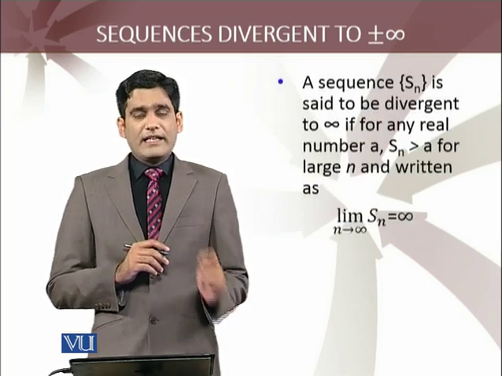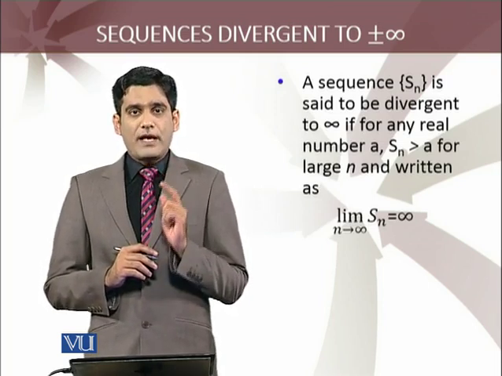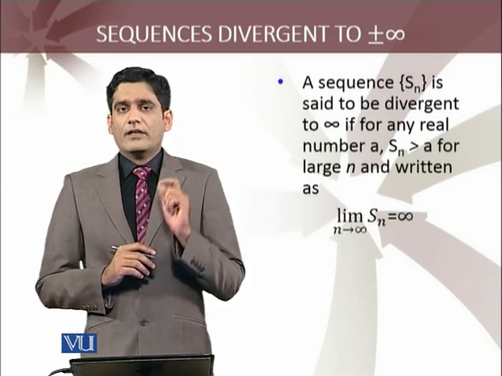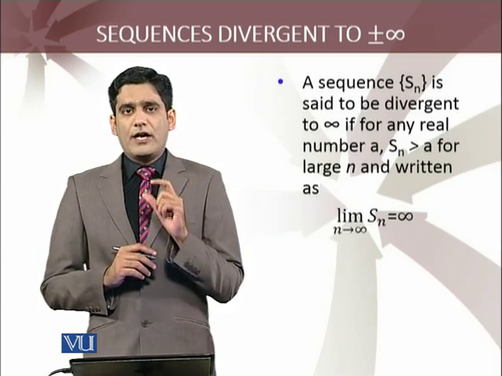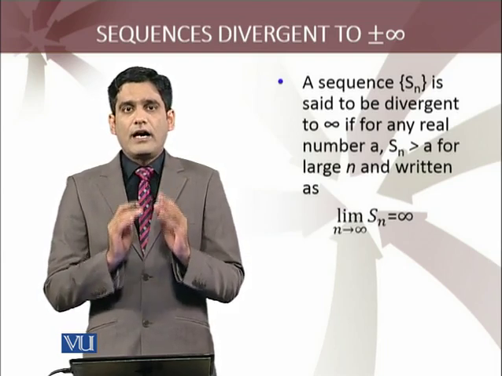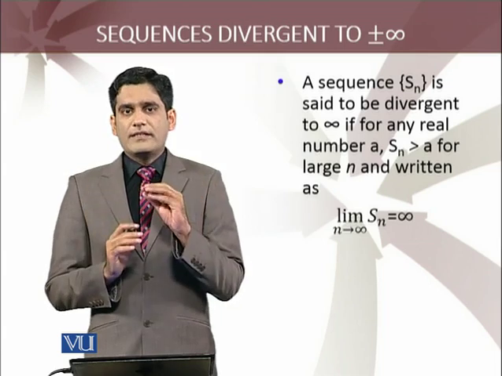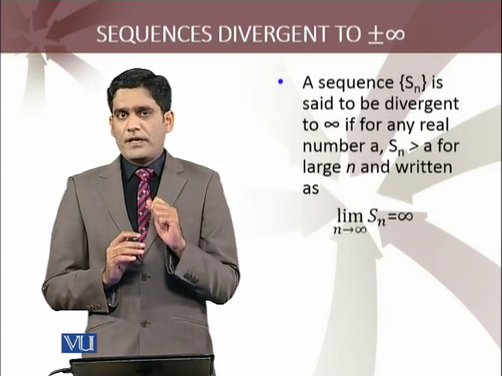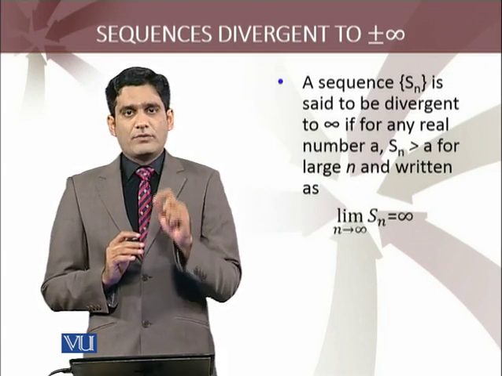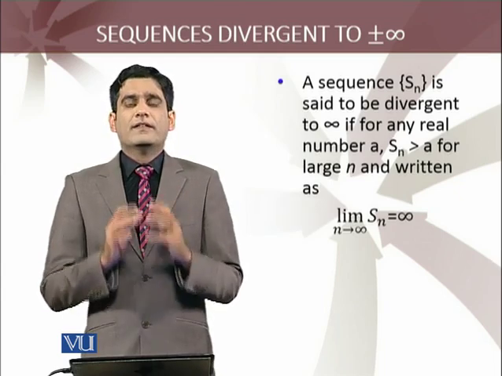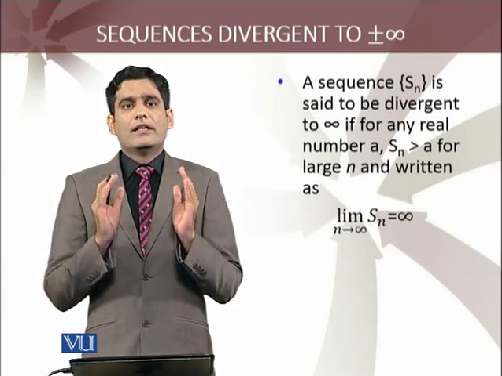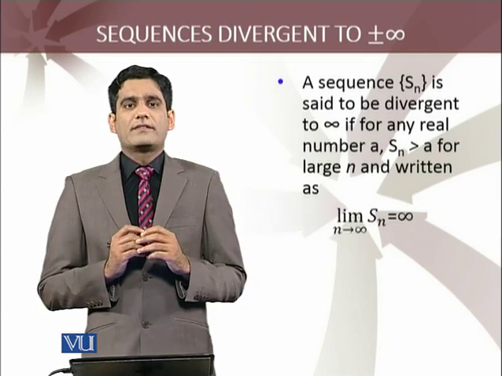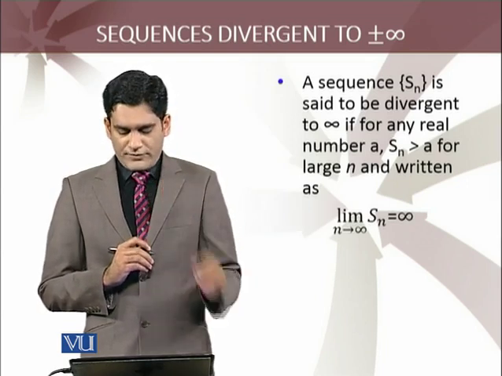A sequence Sn is said to be divergent to plus infinity if for any real number A, we are able to find the sequence terms, however large it is, I don't care, such that the Sn, the sequence terms, are greater than that real number. Whatever real number you take, you will always be able to find the terms of the sequence which are greater than that real number, and it is true for all real numbers. Of course, then I will say that the sequence is divergent and the sequence is divergent to plus infinity.